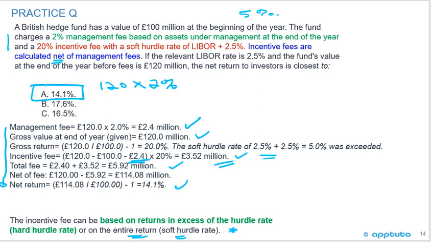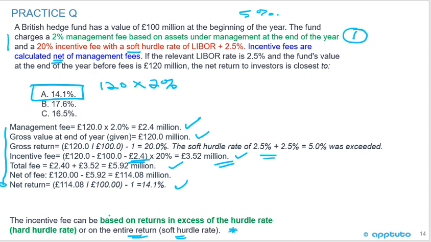So again, a fair bit to calculate here, and there are some areas where you can definitely make mistakes if you don't read the question carefully. But number one, calculating the management fee, easy, okay? Number two, you have to know soft hurdle rate versus the hard hurdle rate. That's really important. In this case, it's a soft hurdle rate, so the incentive fee is based on the gross return, okay?